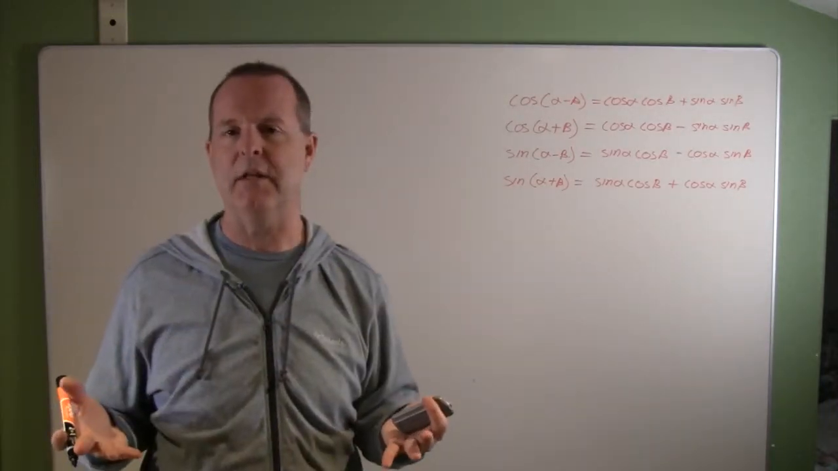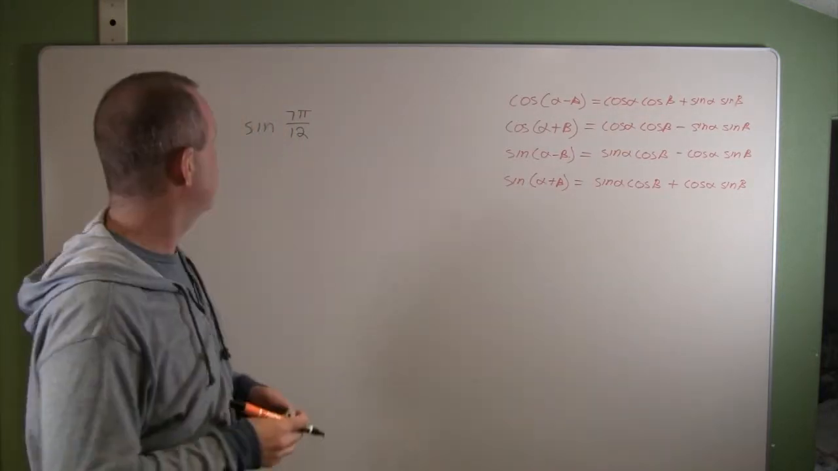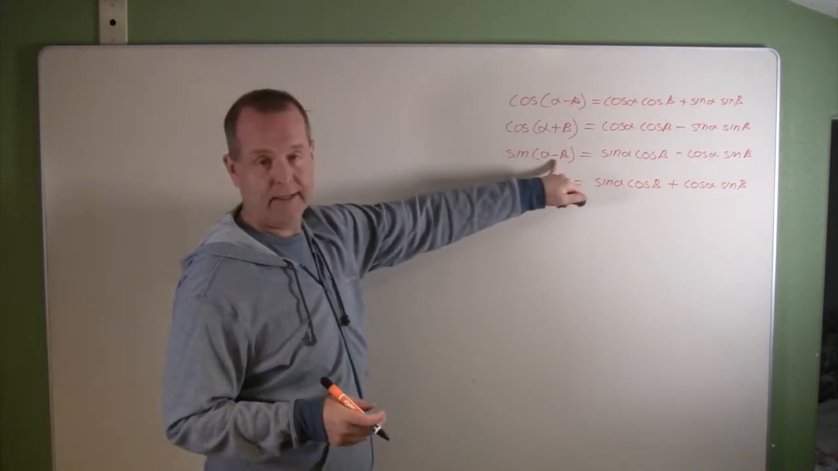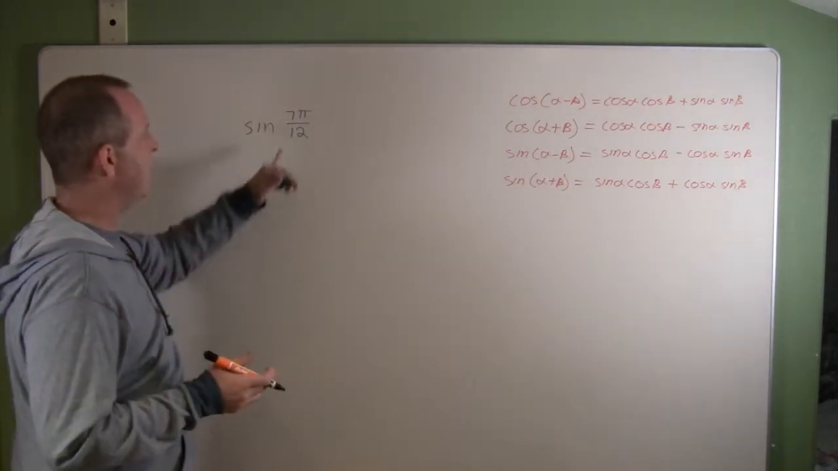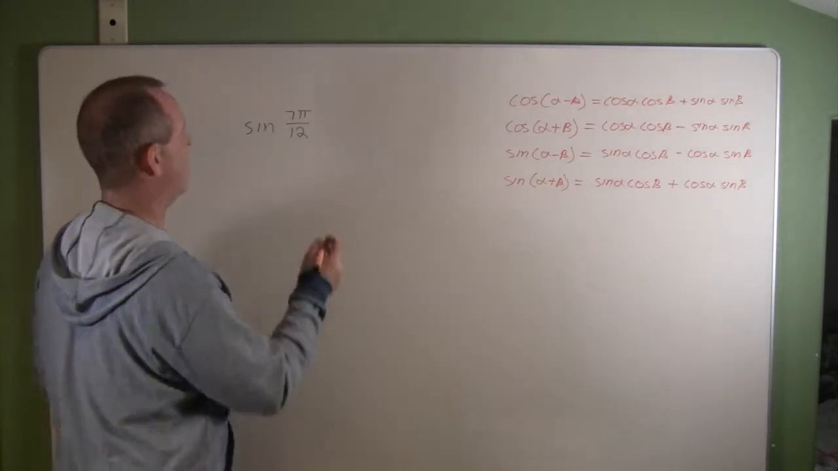I'm going to give you a little bit of a hint on what we can do to reduce this down into either the sine of a difference of two angles or the sine of a sum of two positive angles. So let's give you the hint. Do you remember what 7 twelfths is? 7 twelfths.